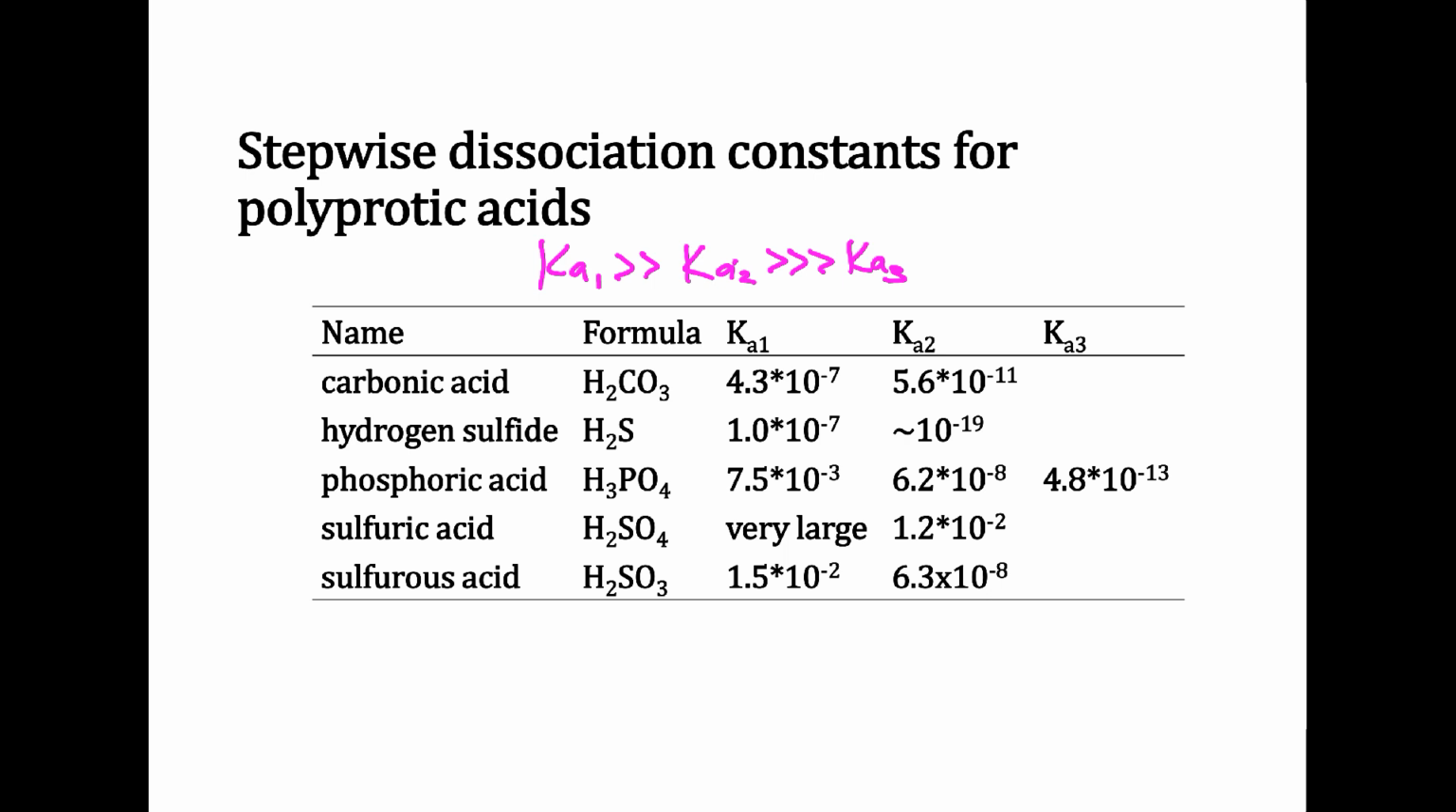Sometimes we'll see a couple of things. If an equilibrium constant is not well known, we might just give you a rough estimate. That's the case for hydrogen sulfide. In the case of sulfuric acid, which is a strong acid, sometimes we don't actually give a Ka value. We might just say that it's very large.